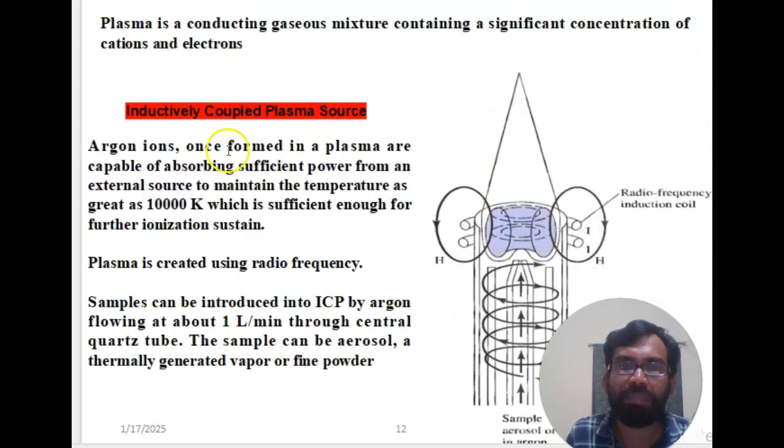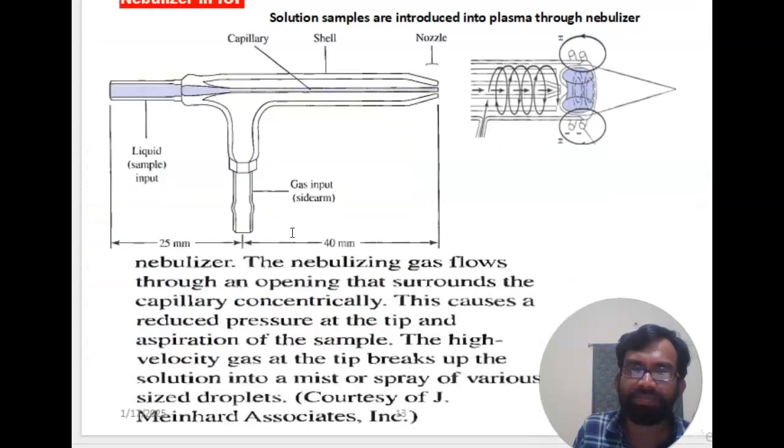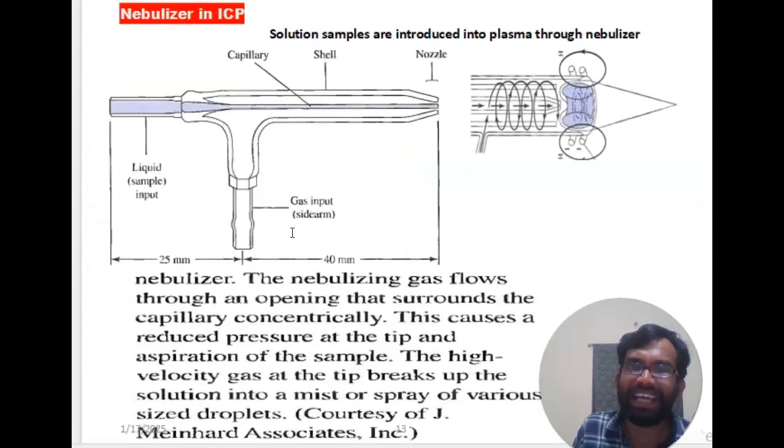Then you can see here the plasma is a conducting gaseous mixture containing a significant concentration of cations and electrons. So for the inductively coupled plasma source, you can see this picture and understand what the argon ions are. You can see the plasma is created by a radio frequency. And then after the molecules are mobilized, they become ions, and then they go for the mass to charge analysis. Then you can see here the next slide, nebulizer of ICP.